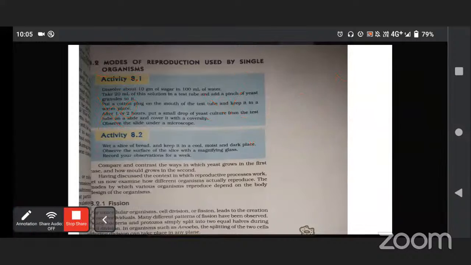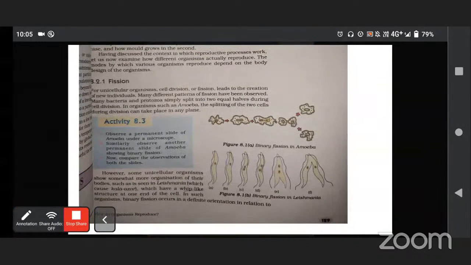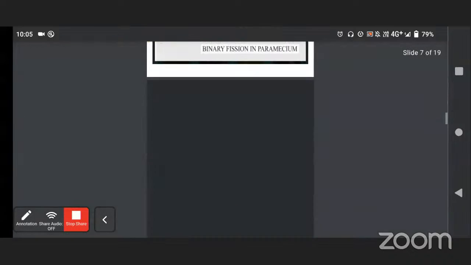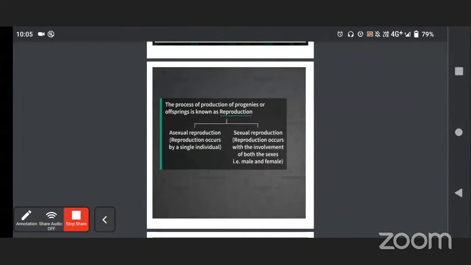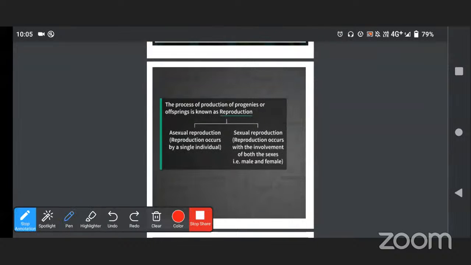Okay, I think I showed you in earlier classes the definition of asexual reproduction. Wait, you see. So reproduction is what? The process of production of progenies or offsprings is known as reproduction. Offsprings means new individuals. And asexual reproduction is what? Reproduction that occurs by a single individual, means it requires only one individual. From one individual, a new individual will be produced.